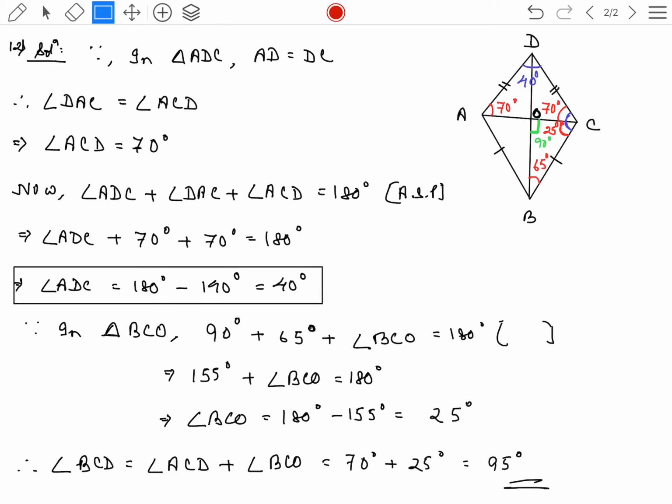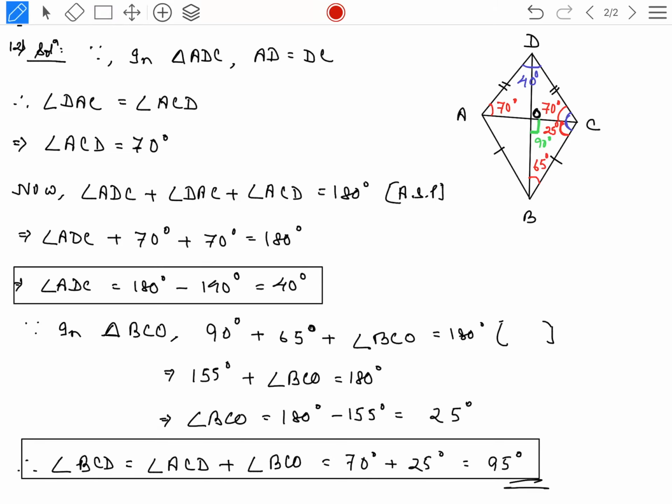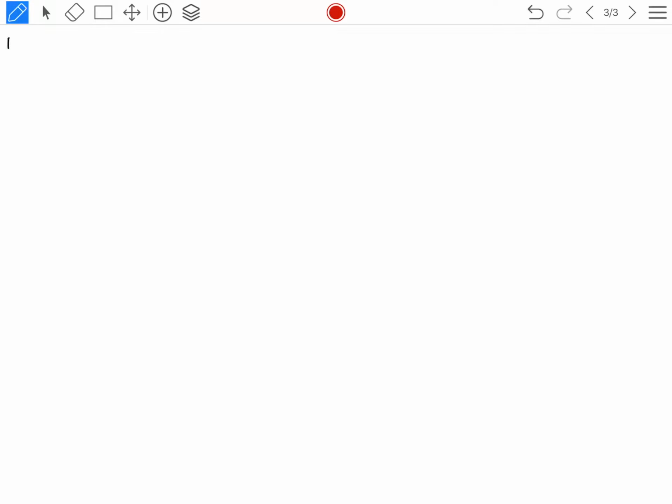One angle we needed to find was ADC, and we have got 40 degrees. Another angle we needed to find was BCD, and we have got how much? 95 degrees. Okay, so this is your answer. Done. So one more question is left. Let us solve that also.